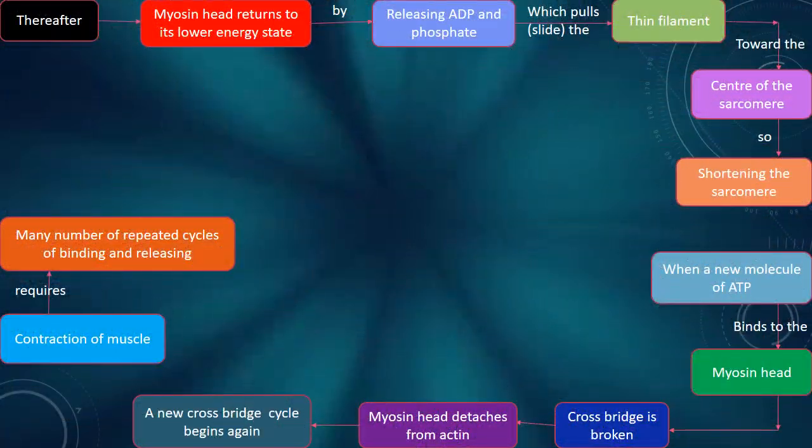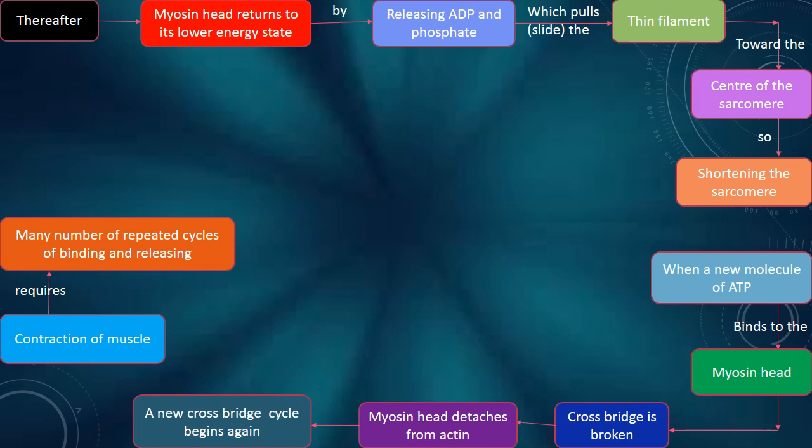Thereafter, the myosin head returns to its low energy state by releasing ADP and phosphate, which slides the thin filament toward the center of the sarcomere, so shortening the sarcomere. When a new molecule of ATP binds to the myosin head, the cross bridge is broken. The myosin head detaches from the actin, and a new cross bridge cycle begins again.